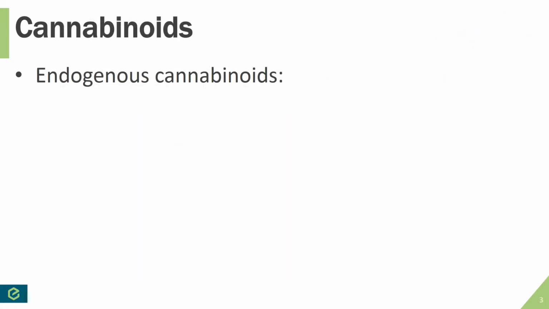As far as the types of cannabinoids that are present, we will first talk about endogenous cannabinoids. So these are cannabinoids that your body has produced itself. So essentially these are similar to hormones that your body makes that are activating the endocannabinoid system and eliciting the effects that that system has.